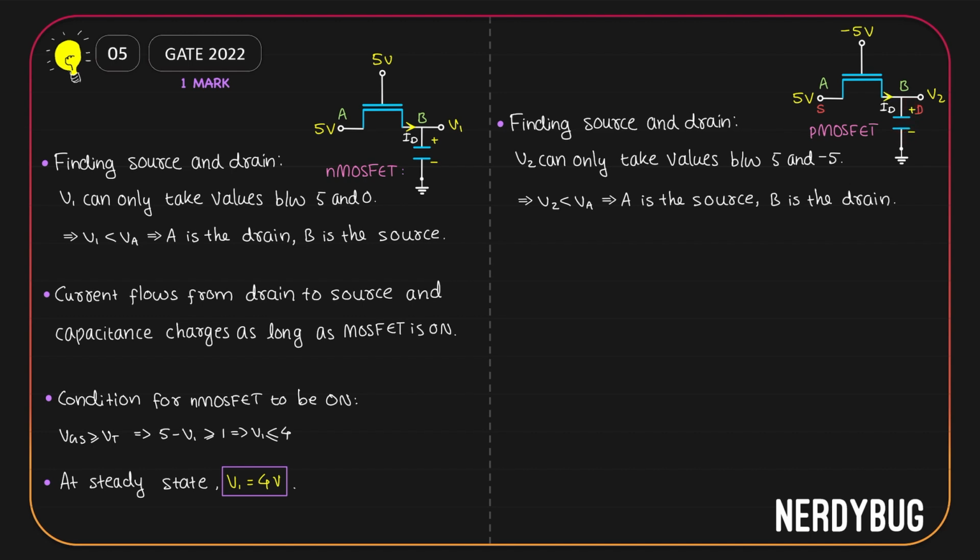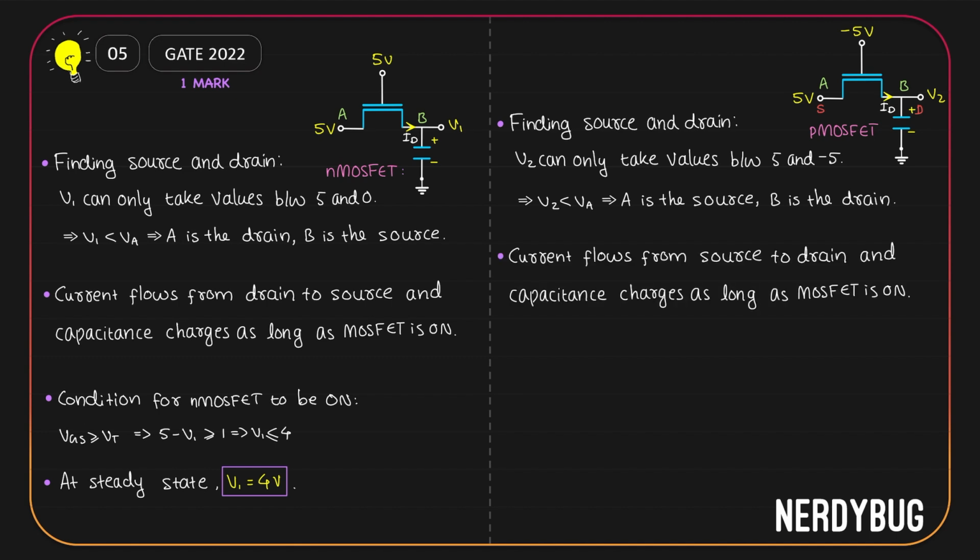But there is a condition for current to flow, right? The MOSFET has to be switched on. So to be more correct, we have to say current flows from the source to the drain and the capacitance charges as long as MOSFET is on. So the next thing we have to do is find the condition for the pMOSFET to be on. What we have here is a pMOSFET. Condition for a pMOSFET to be switched on is that VSG should be greater than or equal to magnitude of the threshold voltage.